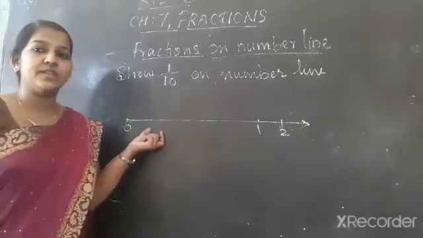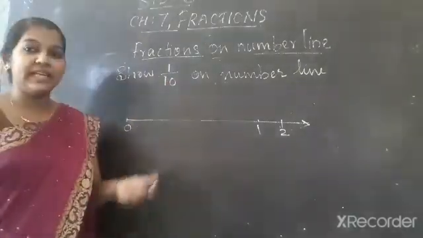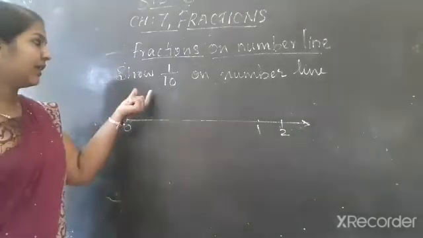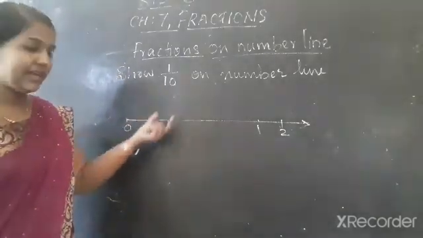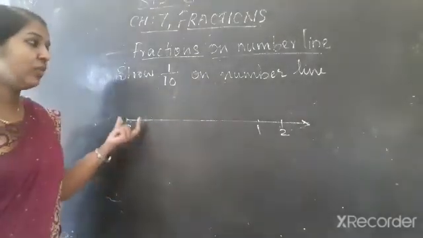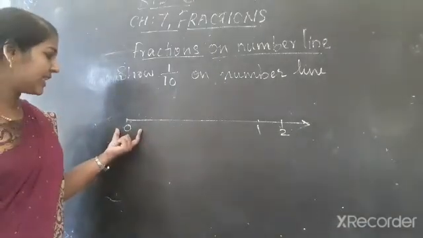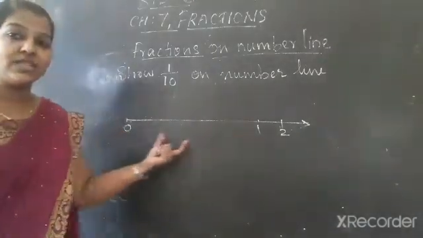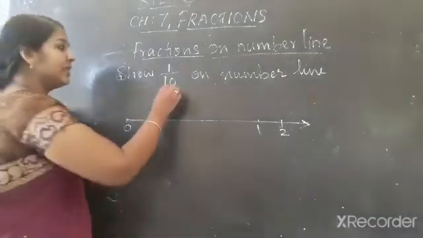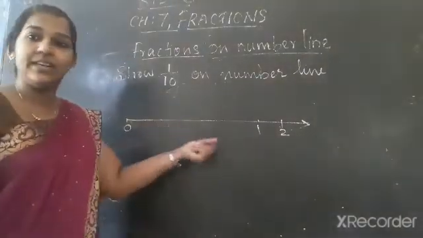Children, here the next question is show 1 by 10 on number line. So, we have to show this fraction on number line. As we know, we have to draw a number line and we have to plot the fraction between 0 and 1. In between 0 and 1, how many parts should be there? 10, because the denominator is 10. So, you have to draw 10 small lines between these.